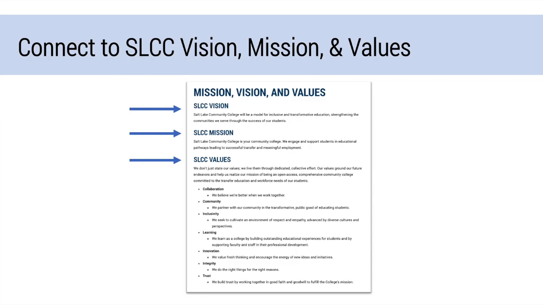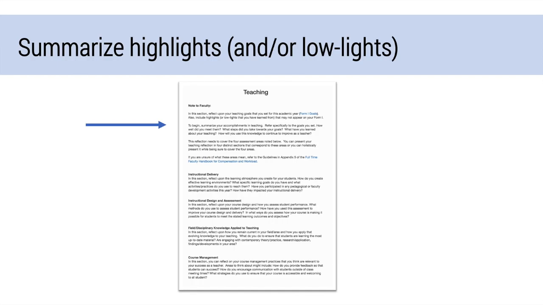In each section of your self-assessments, for teaching, professional activity, and service, start out summarizing your accomplishments in these areas. What are the highlights of your teaching for your period of assessment? What are you proud of? What challenges did you face and overcome?